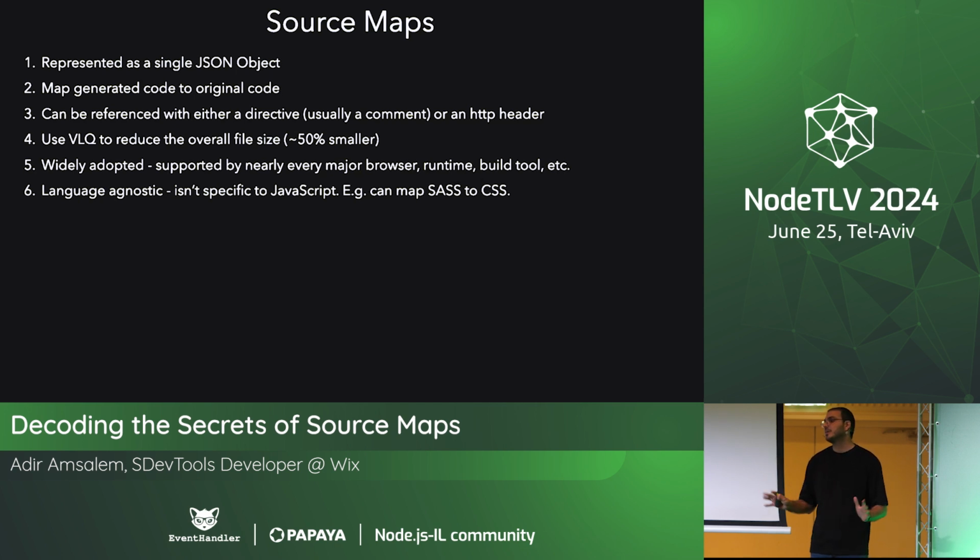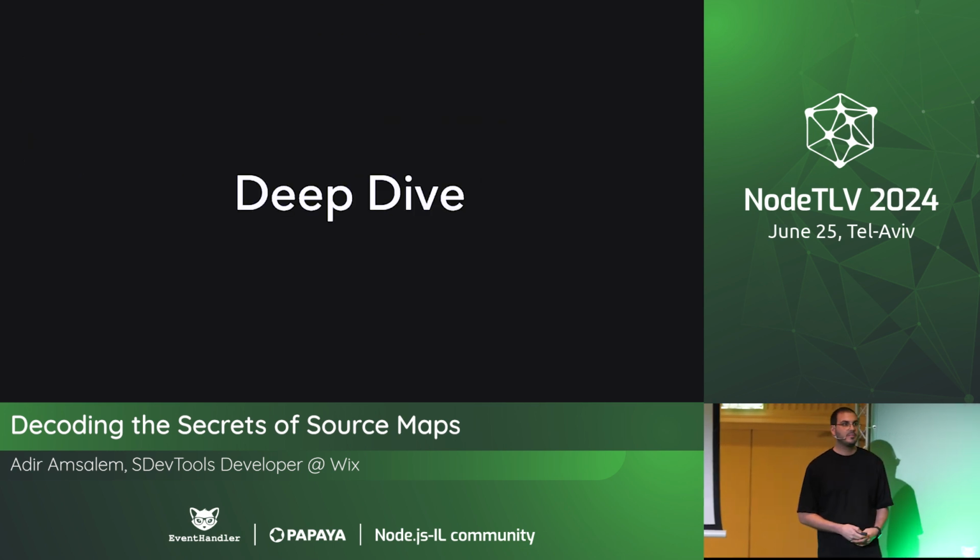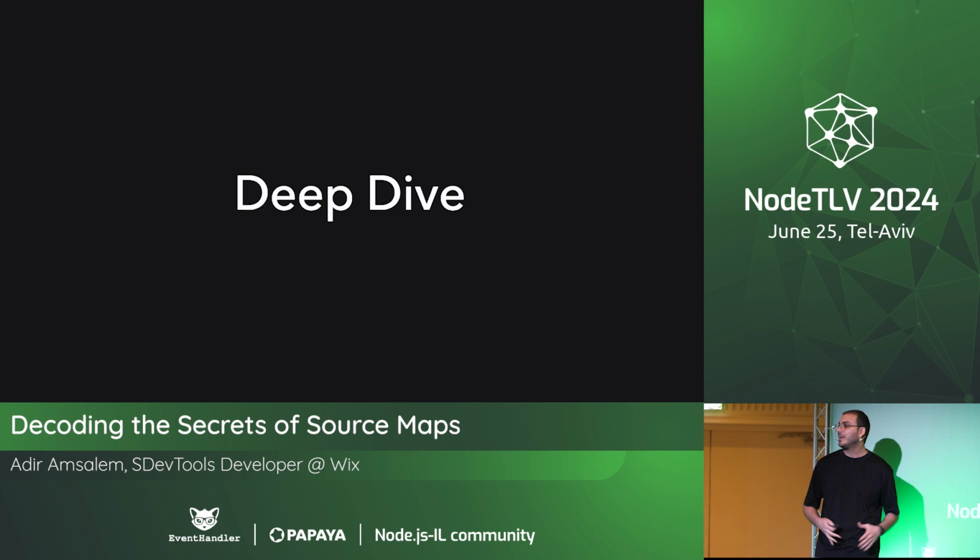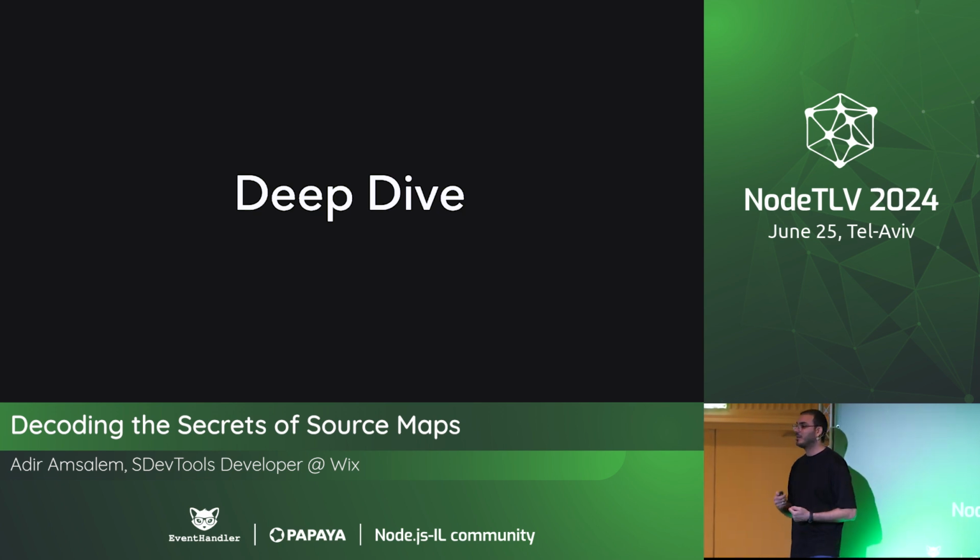This is an agnostic protocol that can be used anywhere to map one thing to something else. Also, this is used mainly in JavaScript. Cool. So I hope it was fairly simple by now. So let's dive in and understand how those mappings work.